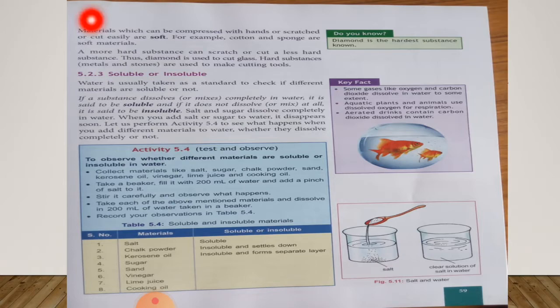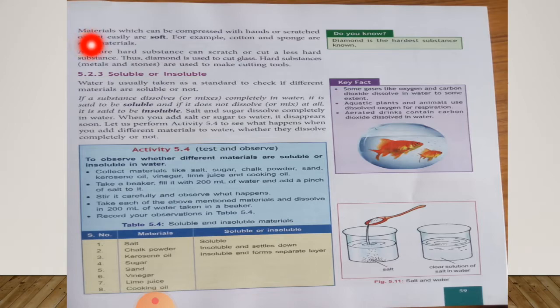Materials which can be compressed with hands or scratched or cut easily are soft. For example, cotton and sponge are soft materials. So those things that we can easily press, cut, bend or scratch to give a new look are the soft things or materials. For example, cotton, sponge are soft materials.